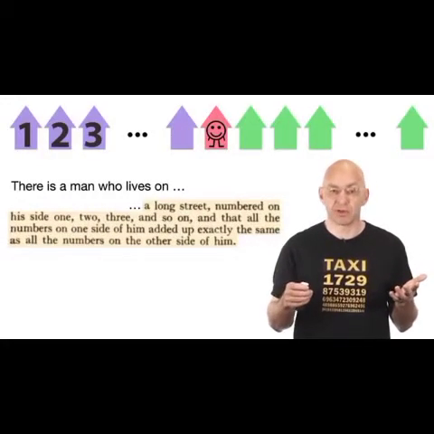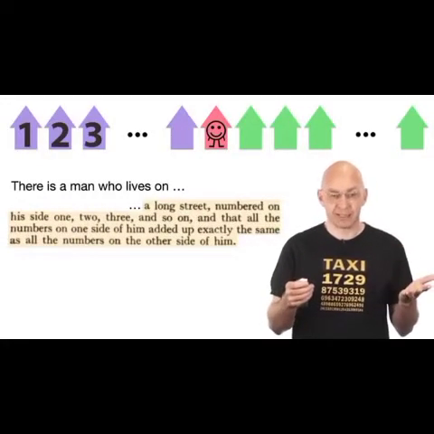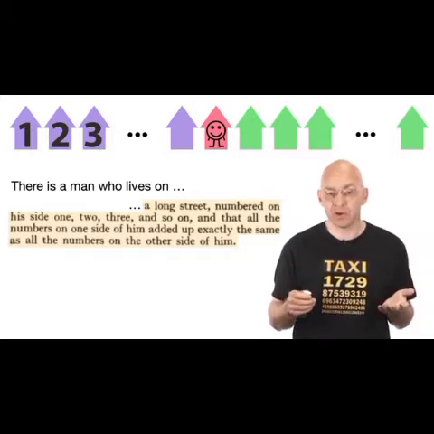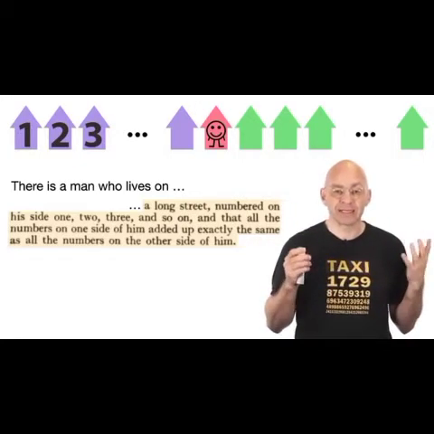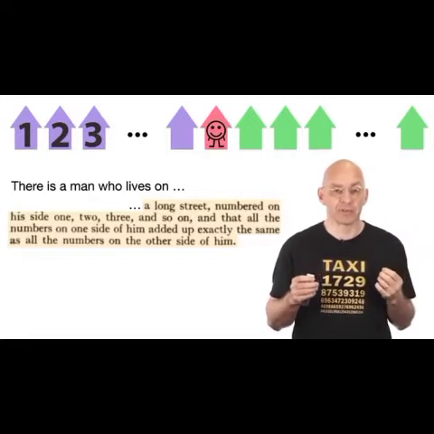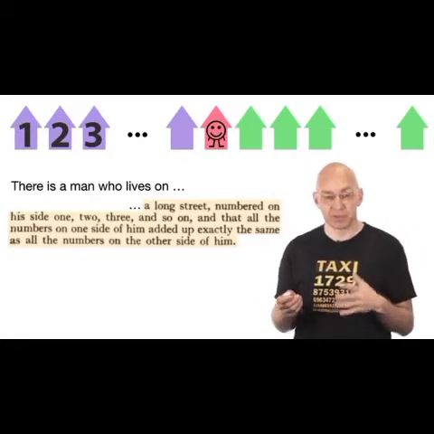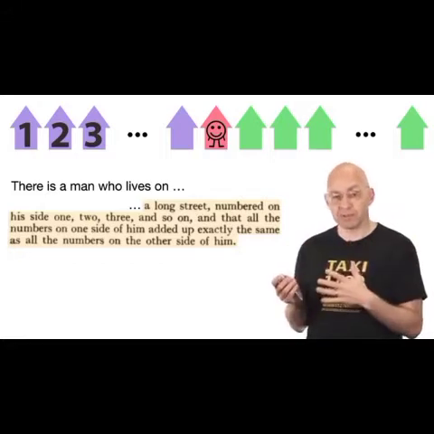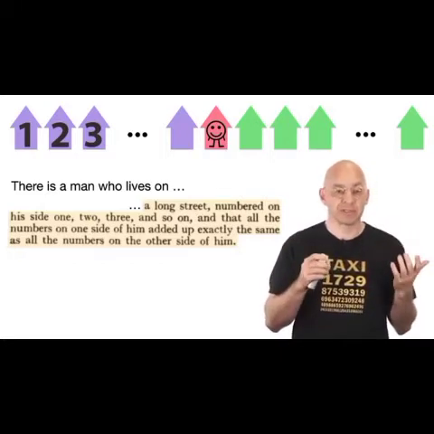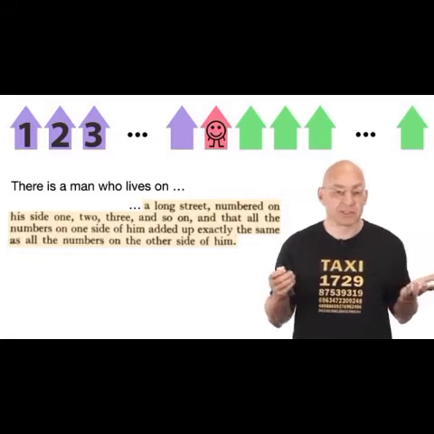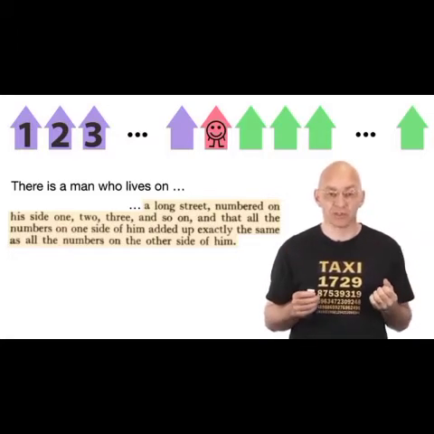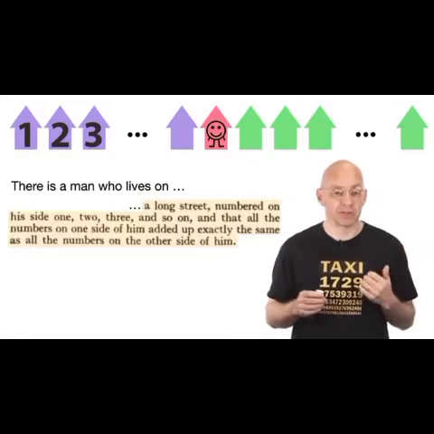There's a man who lives on a long street numbered on his side 1, 2, 3 and so on, and all the numbers on one side of him added up exactly the same as all the numbers on the other side of him. So all the purple house numbers add up to the same sum as the green house numbers. The puzzle consists in finding out how many houses were on the street and the number of the house in which the man lived.